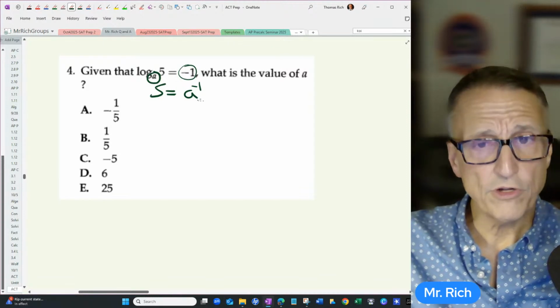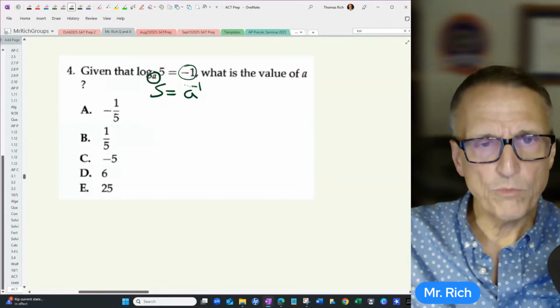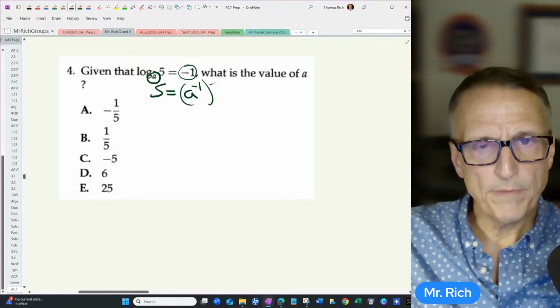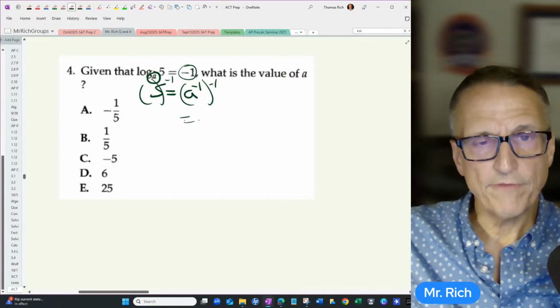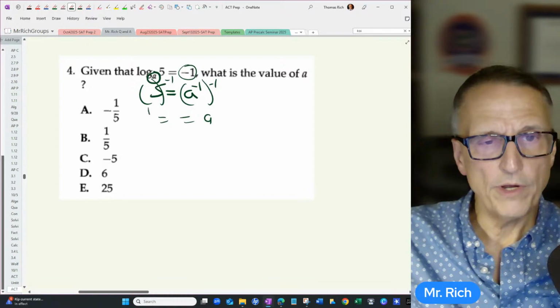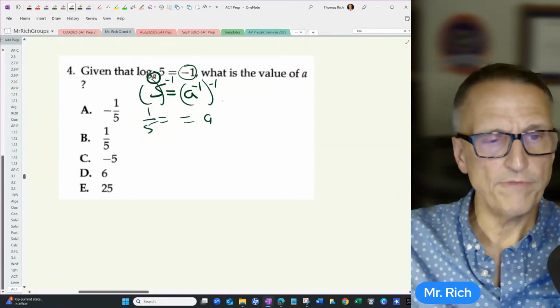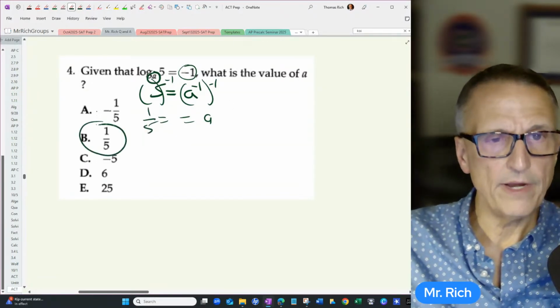And if you're solving that for a, if you raise both sides to the minus 1 power, this becomes a to the first power, and this becomes 1/5. And a is 1/5. That's going to be our answer.